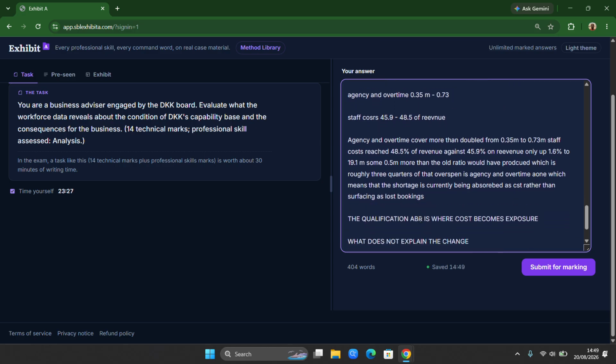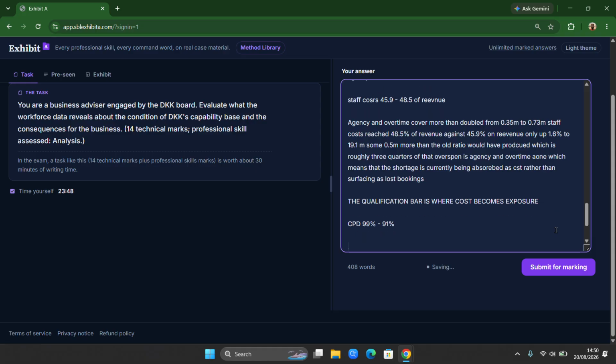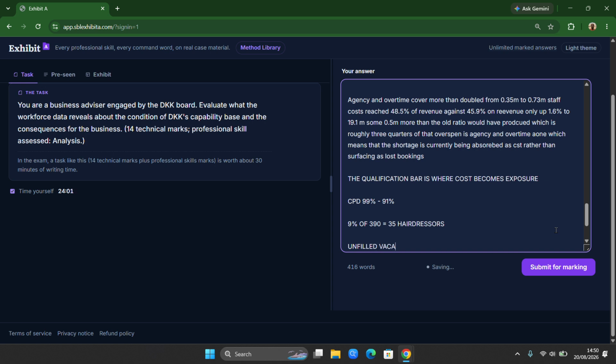The qualification bar is where costs become exposure. So I'm telling the examiner what I actually mean. So here we had CPD at 99%, went down to 91%. Okay, and then 9% of 390 equals 35 hairdressers with unfilled vacancies at 34.